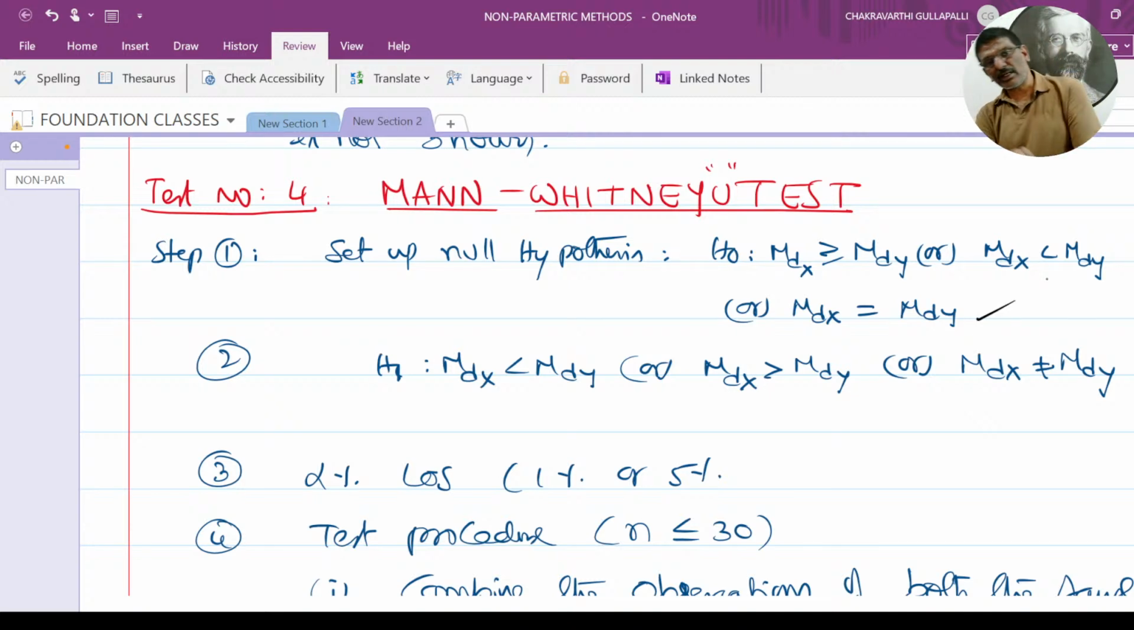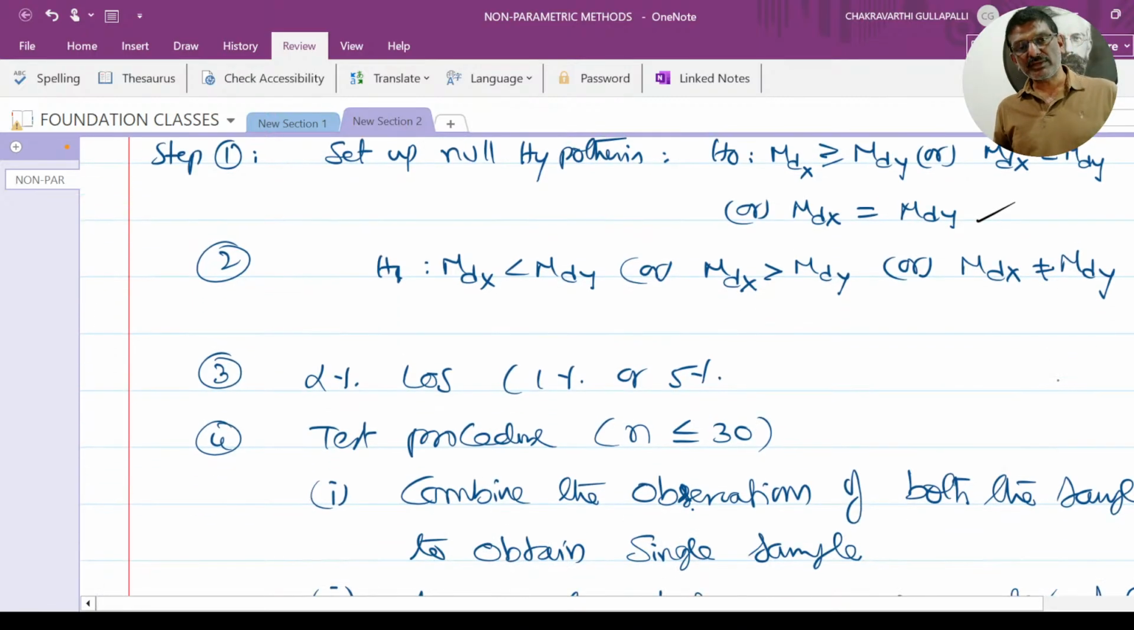There are 3 cases. Any one case may happen here. The first 2 cases are composite hypotheses. The last one is the simple hypothesis. Alternative hypothesis, quite complementary to the null hypothesis, is called the alternative hypothesis. Here the population median of X is less than, or more than, or here, not equal to the population median of Y. Choose alpha % level of significance.